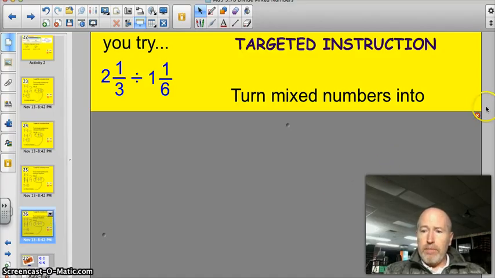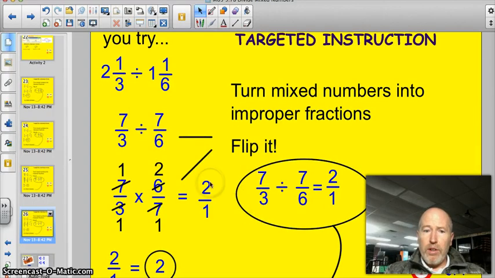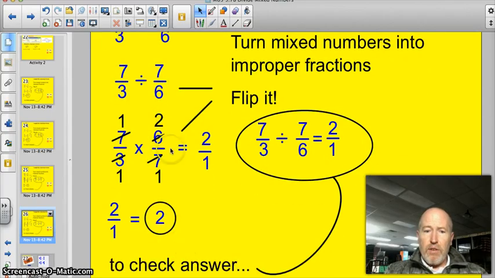All right, let's see how you did. Go through this one a little faster. Did you change them into improper fractions? If you did, you'd have 7/3 divided by 7/6. And then if you flipped it, you would have 7/3 times 6/7. And you could do some reducing there if you want. I did. Or you could just say 7 times 6 is 42. 3 times 7 is 21. You'd have 42 over 21, which is going to give you the answer of 2. The way I reduced it, I ended up with 2 over 1, which is still 2.